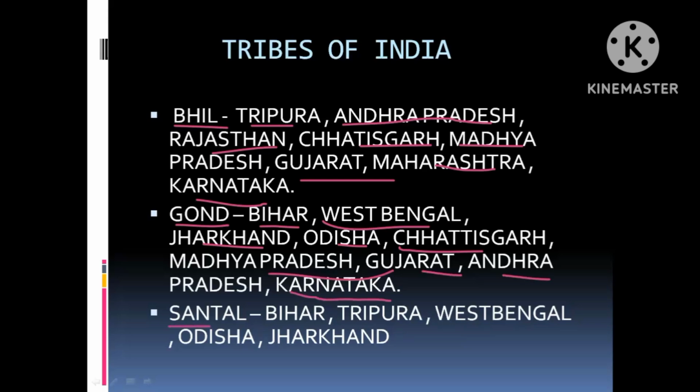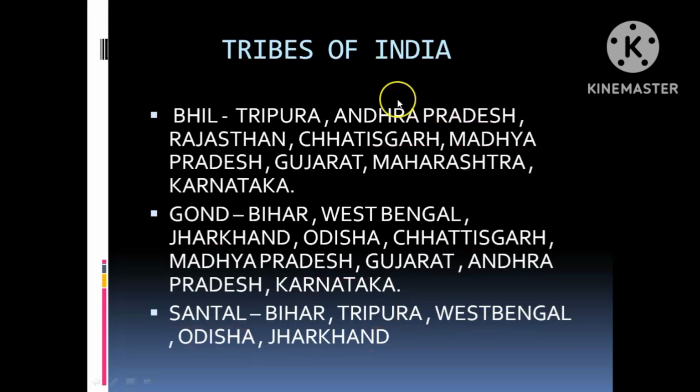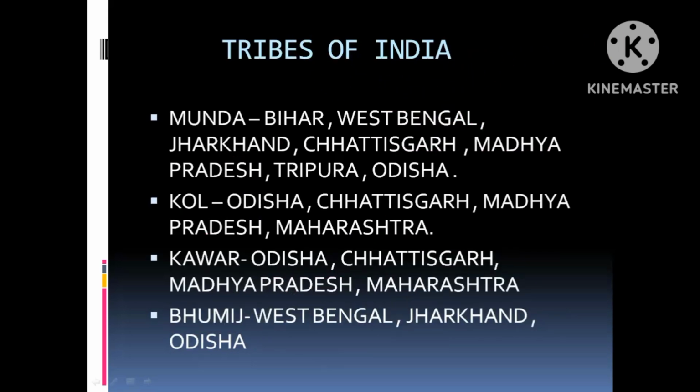Next, we have another tribal community, the Santal, found in Bihar, Tripura, West Bengal, Odisha, and Jharkhand. Now we have another tribal community, the Munda. The Munda are commonly found in Bihar, West Bengal, Jharkhand, Chhattisgarh, Madhya Pradesh, Tripura, and Odisha.